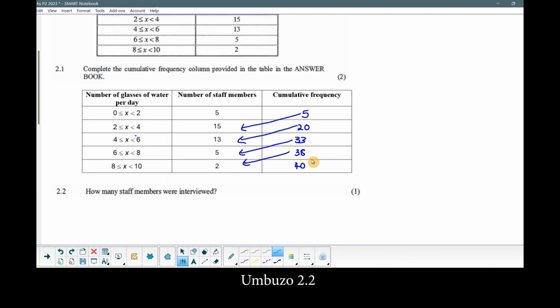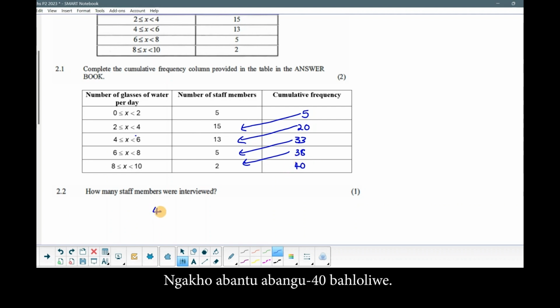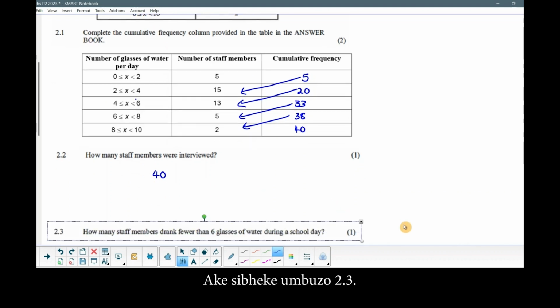Question 2.2. How many staff members were interviewed? Well, if you add up all those frequencies, you end up with a total of 40. So 40 people were interviewed. Very basic, quite straightforward. All right, let's look at 2.3.